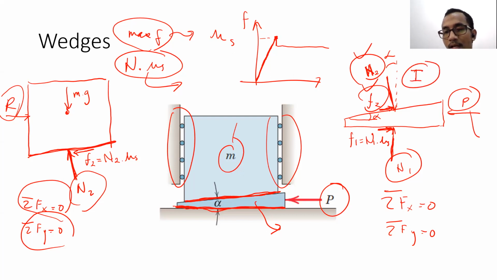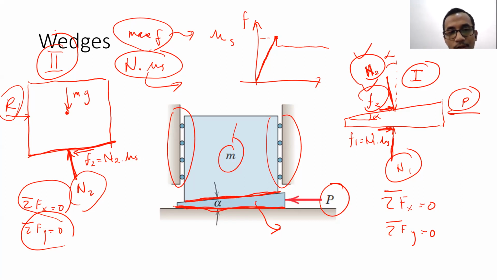Unfortunately, from the first free body diagram, we will not be able to solve the problem because there is N2 and F2 there. That's why we have to draw the second free body diagram, which consists of the mass and the friction there. Using the second free body diagram, we will be able to solve for the resultant force at the roller and the friction force as well as the normal force too.